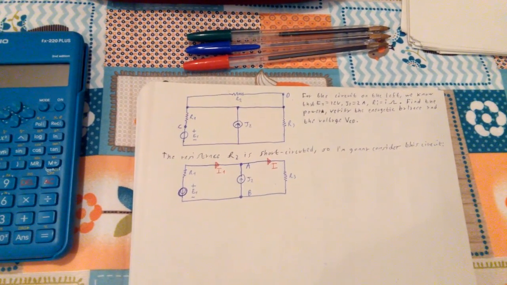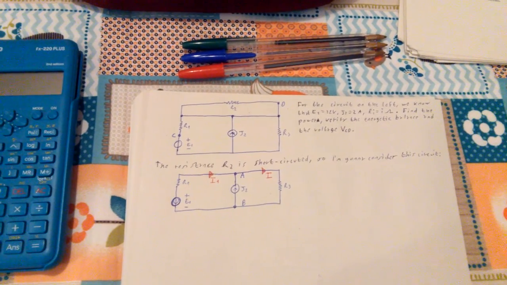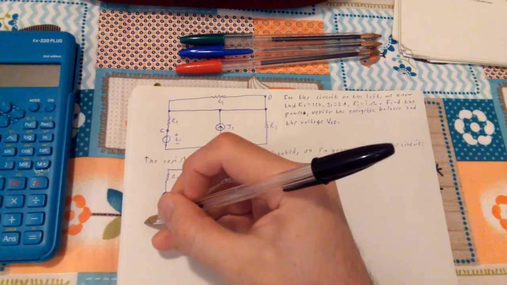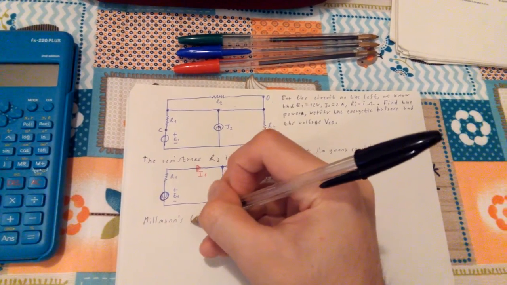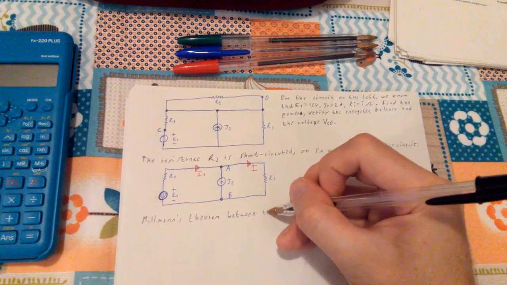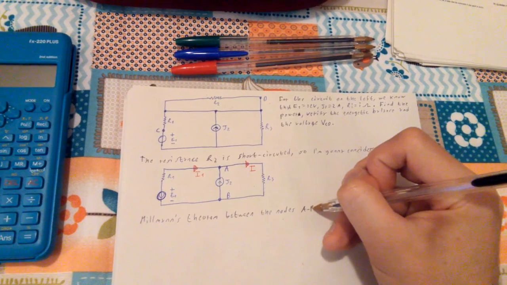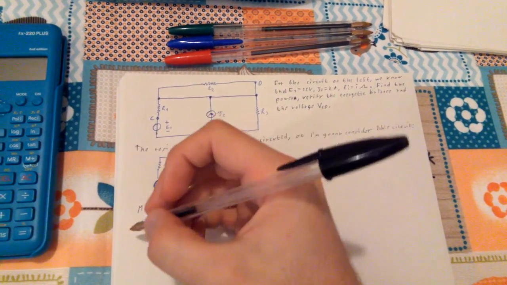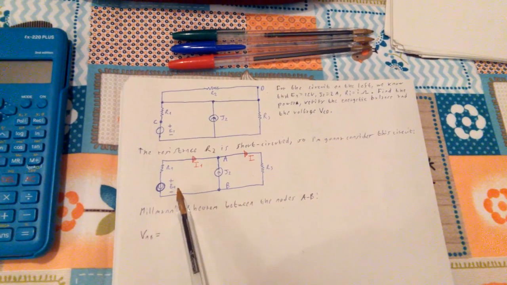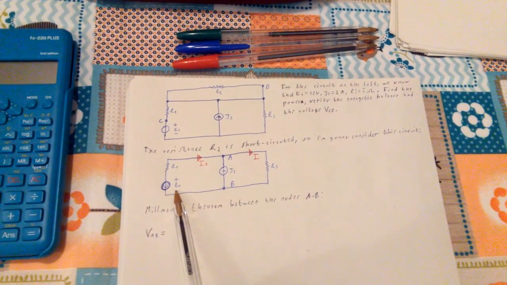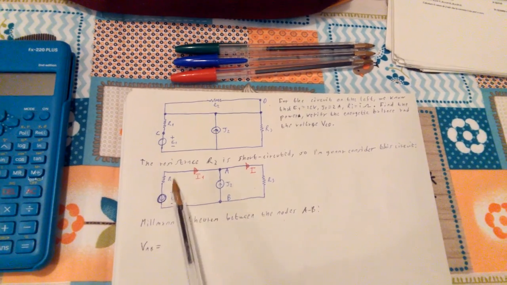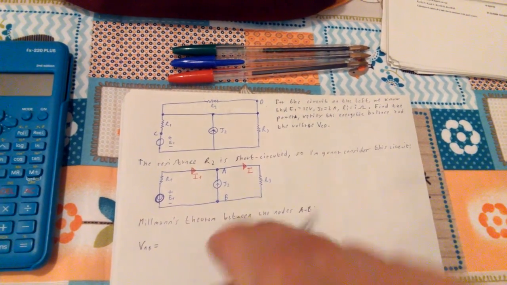Now, I can apply the Millman theorem between the nodes A and B. So if I apply Millman theorem between the nodes A and B, I'm gonna have VAB, which is gonna be given by, well, just like before in the previous video, E1 over R1 plus J2, everything over 1 over R1 plus 1 over R3.